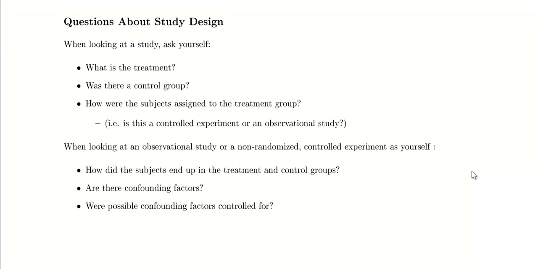In summary, when you're looking at a study, ask yourself, what is the treatment? Was there a control group? And how were the subjects assigned to the treatment group? So, was this a controlled experiment or an observational study? When you're looking at an observational study or a non-randomized controlled experiment, ask yourself, how did the subjects end up in the treatment and control groups? Are there confounding factors? And were the possible confounding factors controlled for?